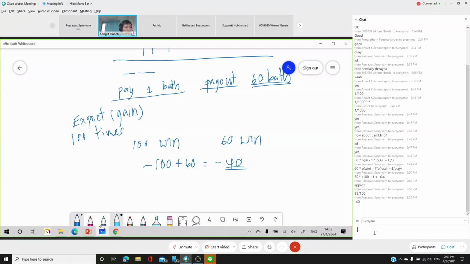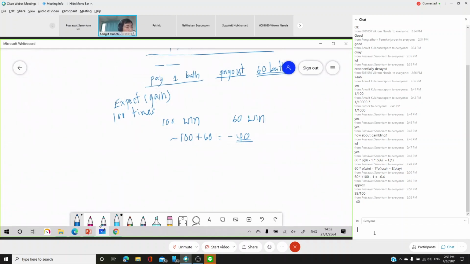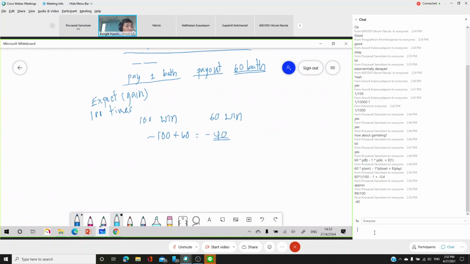And how do we write that equation? Your friend's equation is correct but not exact. So we say the probability of winning is 1 over 100, and that means the probability of losing is 99 over 100.